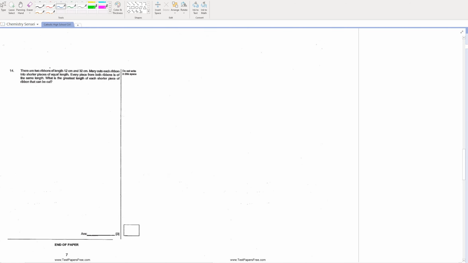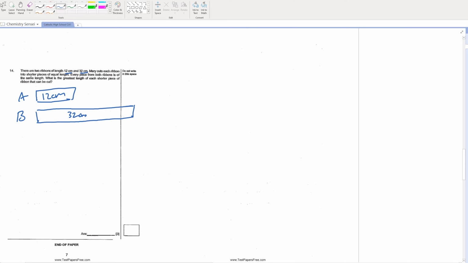Last question, question 14. There are two ribbons of length 12 cm and 32 cm. Let's call the first ribbon A. Okay, so it has a length of 12 cm. For ribbon B, it has a longer length. It has a length of 32 cm.